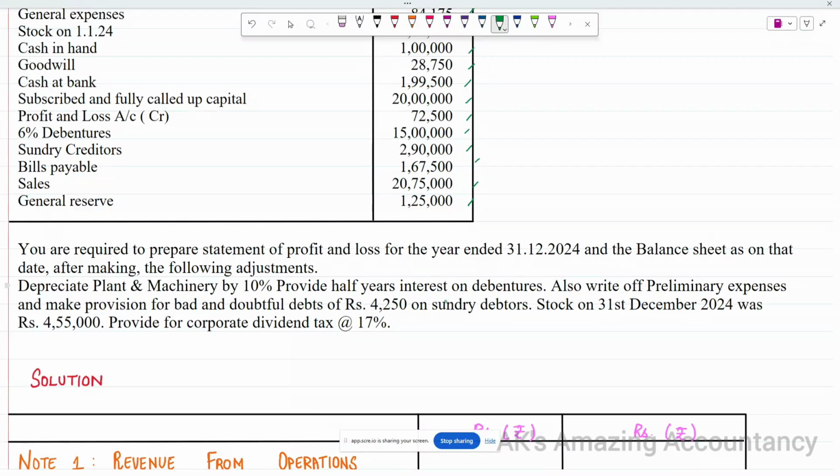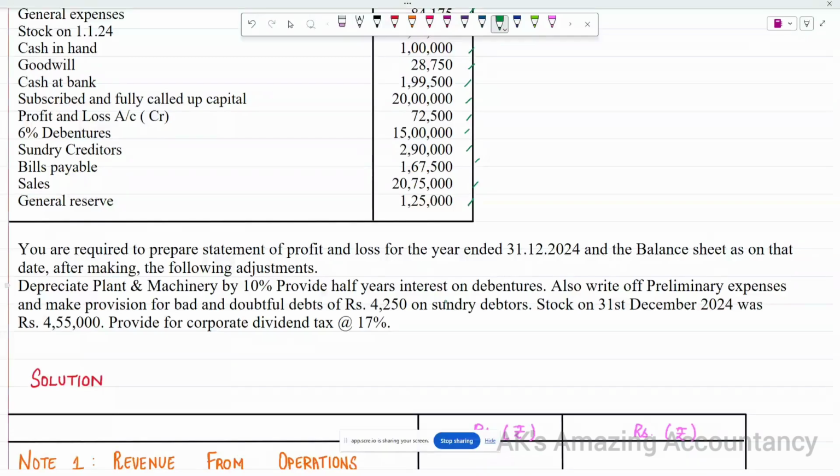So first we will be preparing the statement of profit and loss, and only after that the balance sheet. When we start with the statement of profit and loss, first we have to prepare the notes to accounts. If you can recollect, the format of the statement of profit and loss will have 7 different notes. Notes 1 and 2 relate to incomes, and notes 3 to 7 relate to expenses.